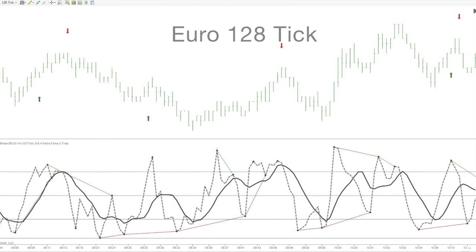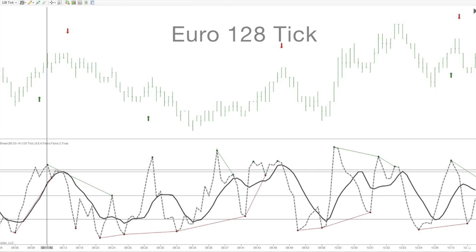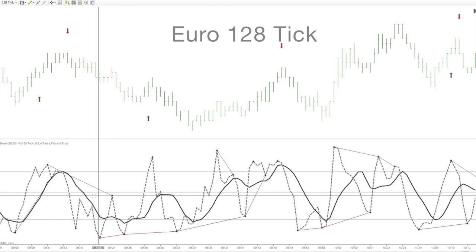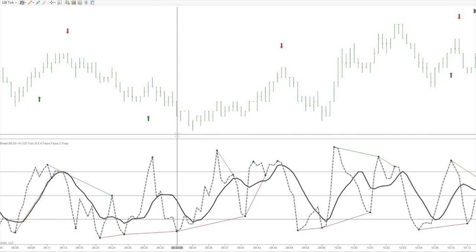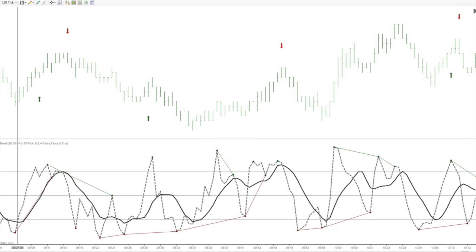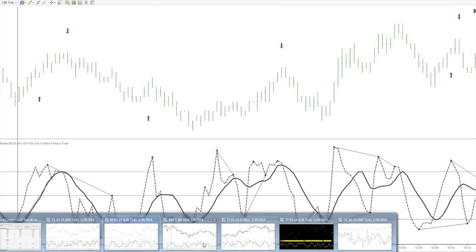Here's a 128 tick chart of the Euro futures. Same idea, you've got the trend lines automatically drawn on the chart in the lower indicator panel, and then up top you've got the arrows showing when the trend line was broken. A few nice trades on the Euro today.